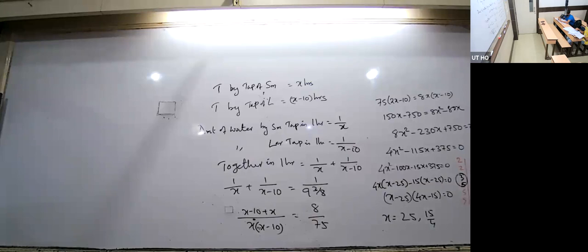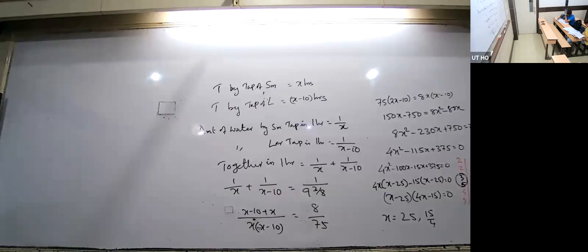Okay, that is not the case. You took the time for the small pipe as x and the large pipe as x minus 10. What is 15 by 4 minus 10? Negative. Yes or no? Yes. That's the reason it is not valid.